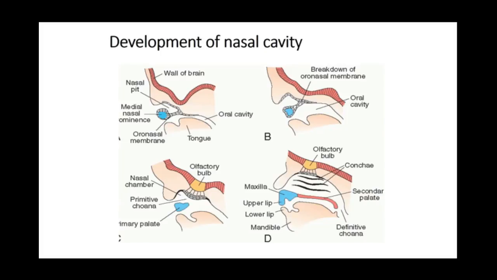This primitive choanae, the link between the oral cavity and the nasal cavity, was initially in front, but then gradually as the primary and secondary palate develop, they take this opening posteriorly. So that is where you have your definitive choanae, your definitive opening from the nasal cavity to the pharynx. So initially it was in front, then gradually it goes backward, and this is where you are developing your maxilla, and then you have your mandible, and the palate in between. So this is how, by the deepening of your nasal pit, you are developing the chamber of the nasal cavity, right?